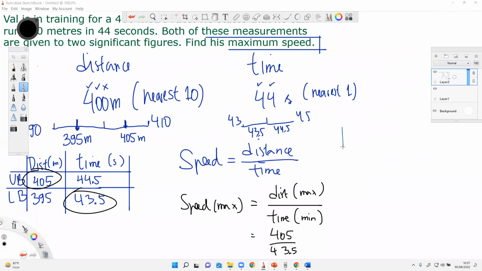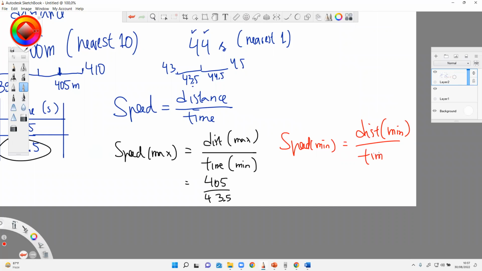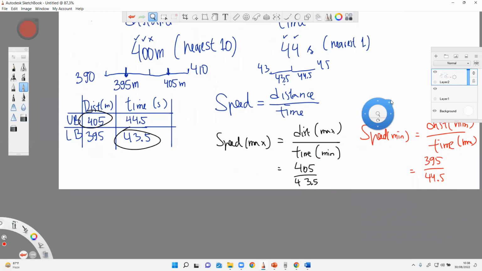And vice versa, if I switch the question, how about if I want to find the minimum speed? The distance is minimum, and the time has to be maximum. Longer time, less distance, right? Time maximum. Or you can just write 395 over 44.5. This and this. So it is division, not multiplication. If it is multiplication, everything is maximized, right?